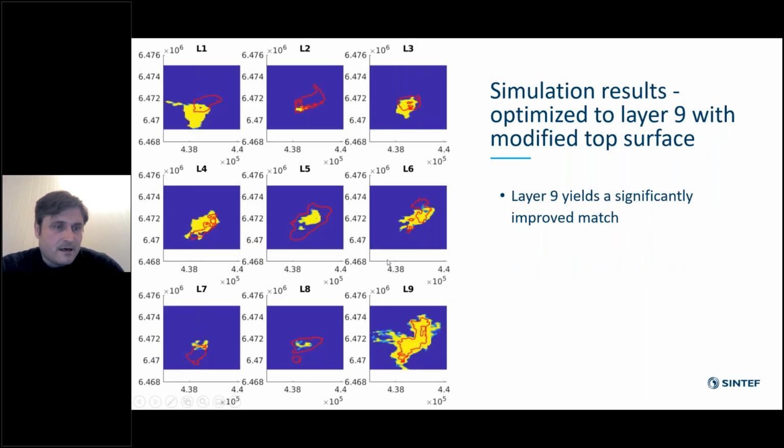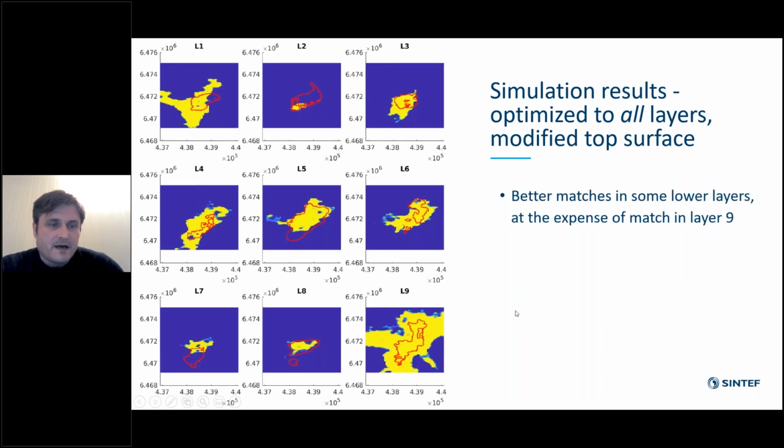So to test this, we replaced the top surface of this model with the top surface of a previously released benchmark model of Sleipner by Equinor. And this previous model has been shown to lead to a better fit in previous studies. So if we now run an optimization using only the topmost layer as target for comparison, we get the following result. And we observe that the match in layer 9 is significantly better, although not perfect. Next slide, please.